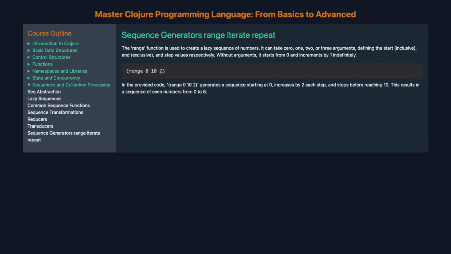Sequence generators: range, iterate, repeat. The range function is used to create a lazy sequence of numbers. It can take 0, 1, 2, or 3 arguments, defining the start, inclusive, end, exclusive, and step values respectively. Without arguments, it starts from 0 and increments by 1 indefinitely. In the provided code, (range 0 10 2) generates a sequence starting at 0, increases by 2 each step, and stops before reaching 10. This results in a sequence of even numbers from 0 to 8.